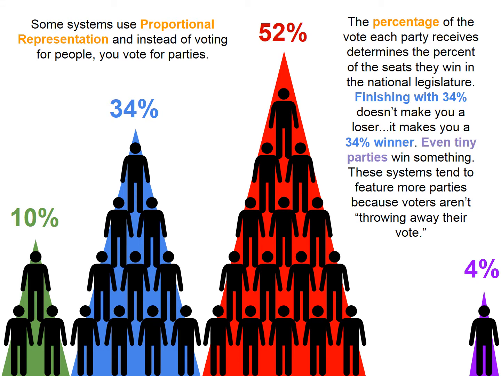These systems tend to feature more parties because voters aren't always throwing away their vote, which we talk about with third parties in the United States, because if you vote for a third party in the United States, it's really not going to have a huge outcome on the election. It's still very unlikely that that party is going to win. However, in this proportional representation system, the red party gets, say, 52 members out of a 100-member legislature, and the blue party gets 34 members of those 100.